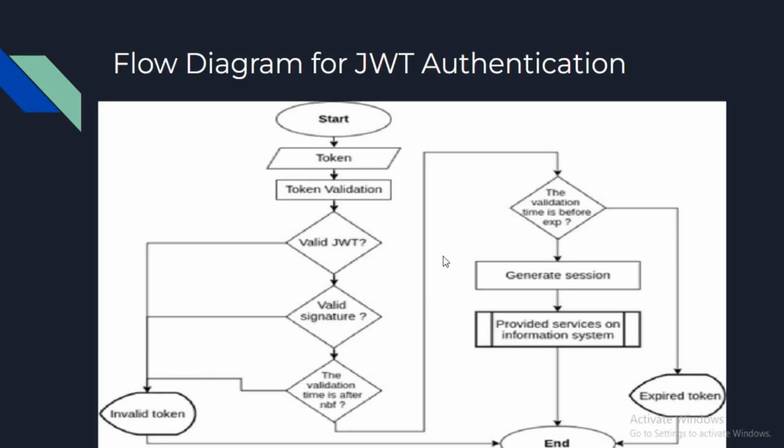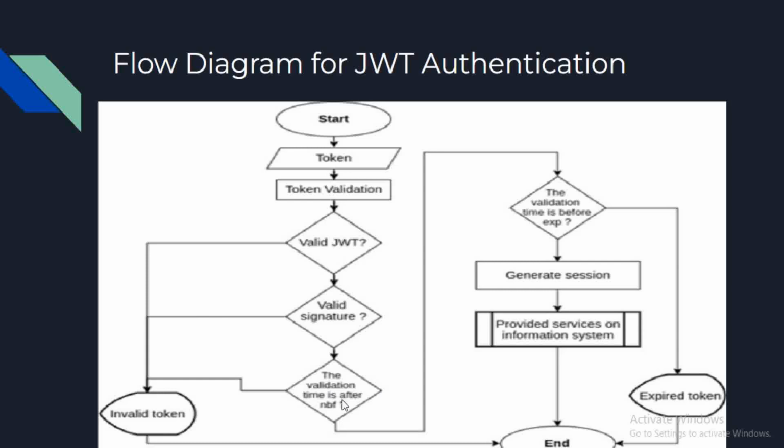And the flow diagram for JWT. The token will be there, and validation will be done. If it is a valid token, then it will go to the next step. If it is not valid, it will say invalid token. They will check if it is a valid signature. If it is not a valid signature, they will say invalid token.